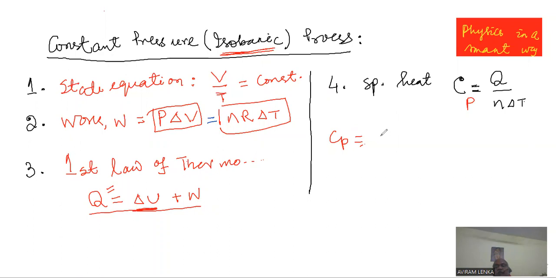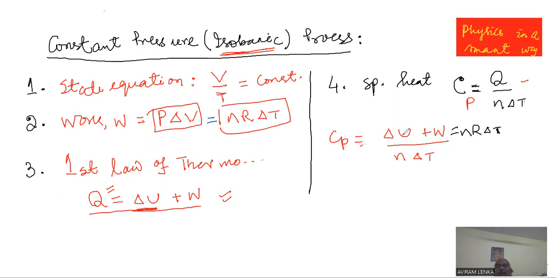So Cp equal to Q by n delta T, but from the third point, we already know Q can be replaced as delta U plus W. So in place of Q, I am writing delta U plus W by n delta T. And here, one more step, W can be replaced, we take the help of the second step, as nR delta T. In place of W, you can write nR delta T.